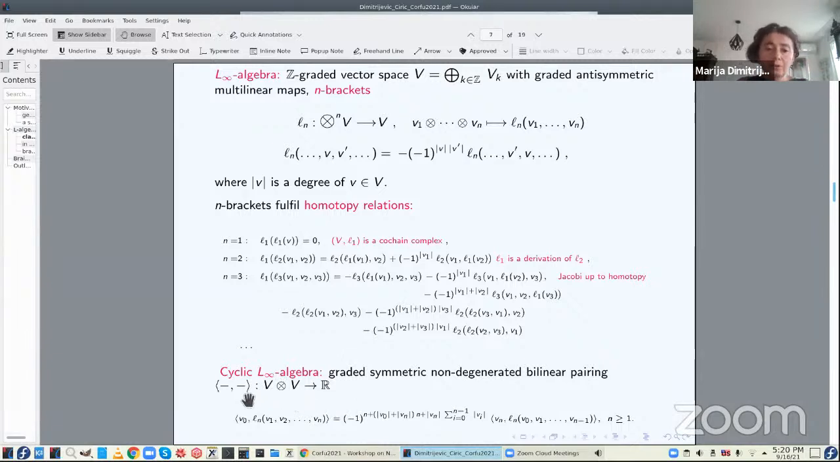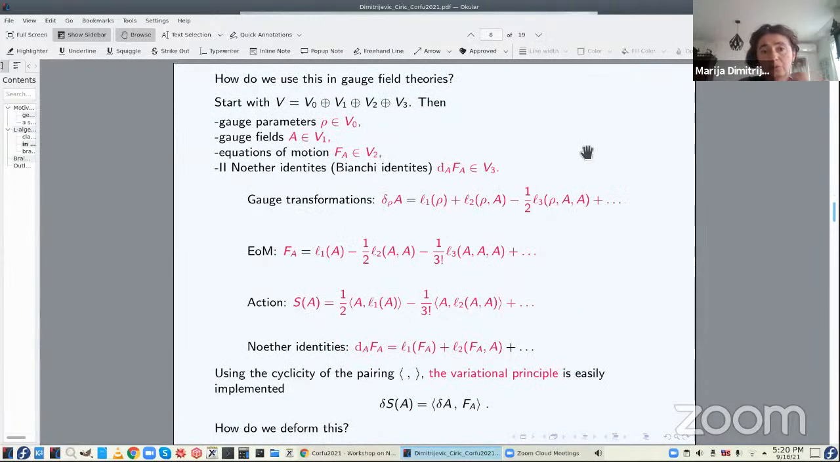So we need a pairing that will give us a number, basically. And this pairing has to be cyclic because we want to use the variational principle to be able to extract equations of motion from the defined action. How does it work in the gauge theory? So we say we have gauge parameters that live, for example, in V0, gauge fields in V1, equations of motion that take values in V2, and the second Noether identities or Bianchi identities, which are the differential identities that connect the equations of motion, in V3. And then the gauge transformations can be written as an infinite sum over L brackets, starting with L1 and so on.